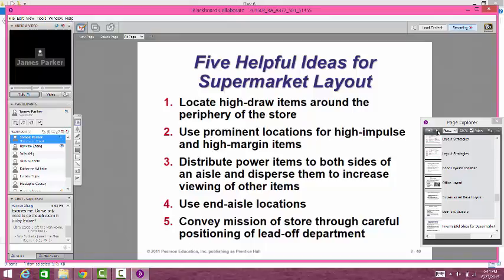Power items, store mission. Something interesting that you'll see too, and they bring this up in the video, are items that are going to take a lot of time, like baby food, vitamins, things that people are going to look at and examine. You don't want that in a high traffic area. You want that buried down in the middle of the aisles, so that when people are trying to make their decision, they're not blocking the rest of the store. So part of it has to do just with traffic flow.